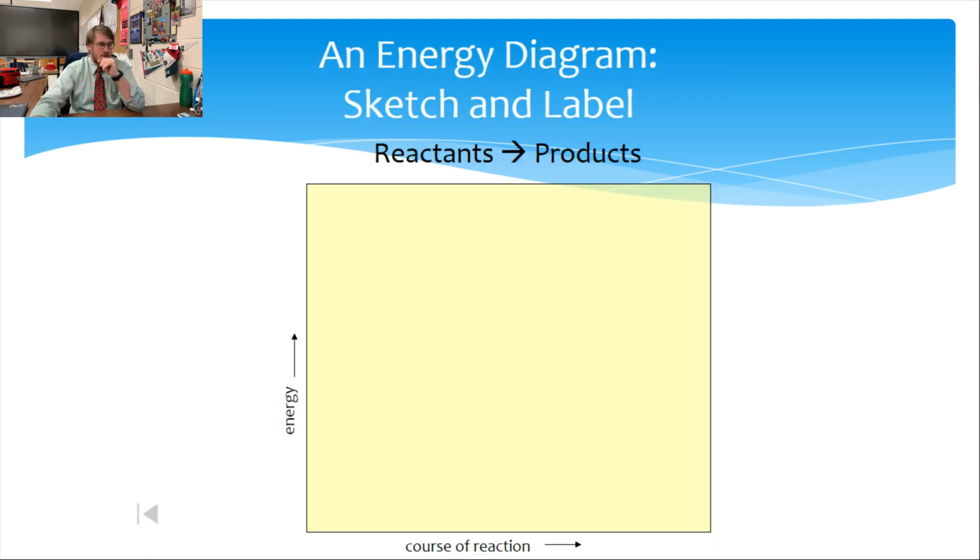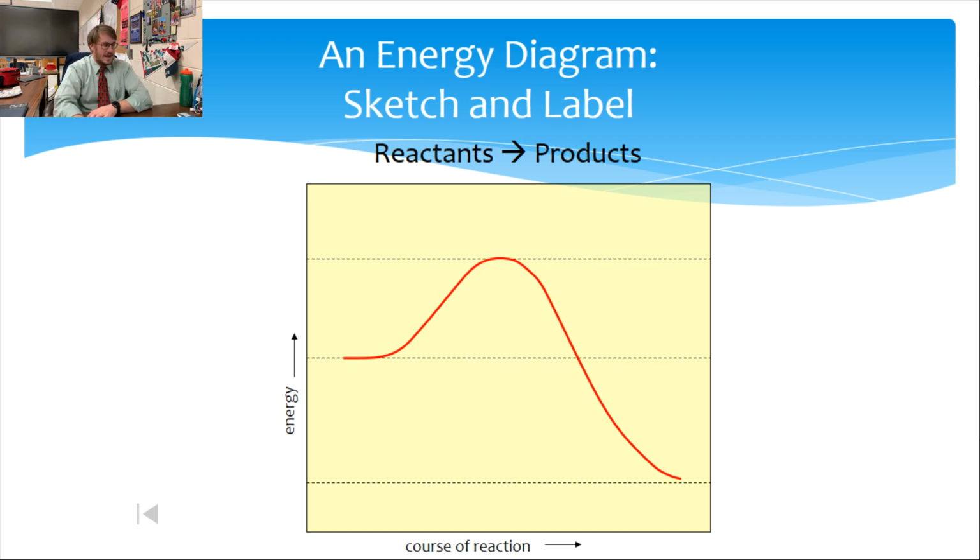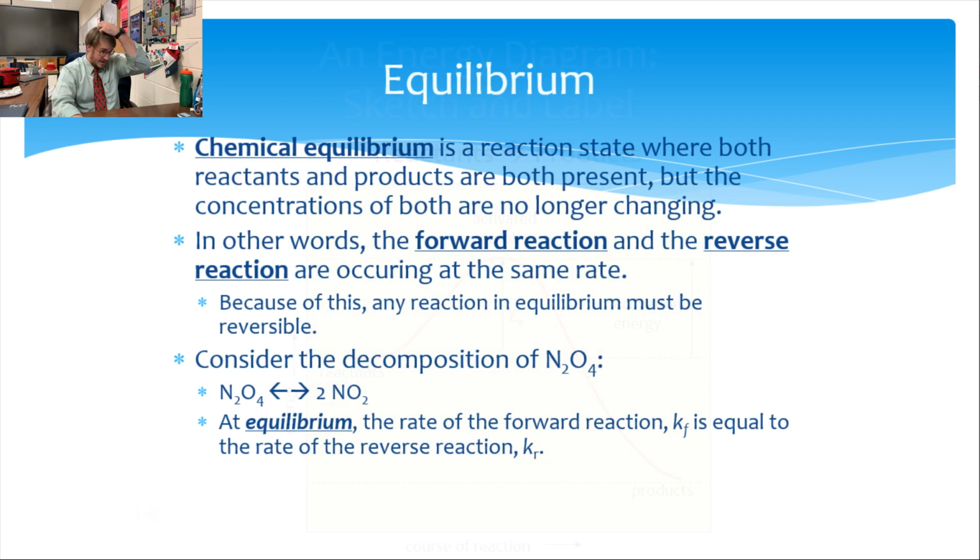Otherwise, here we go. Remember the energy diagram. We've already sketched and labeled this. We said as the course of the reaction goes forth, the energy must go up in order for reactants to turn into products, must overcome an activation energy. For the moment, they're in a new state called the activated complex, and then they turn into products as a result of that. Chemical equilibrium is a reaction state where both reactants and products are present, but the concentrations of both are no longer changing.